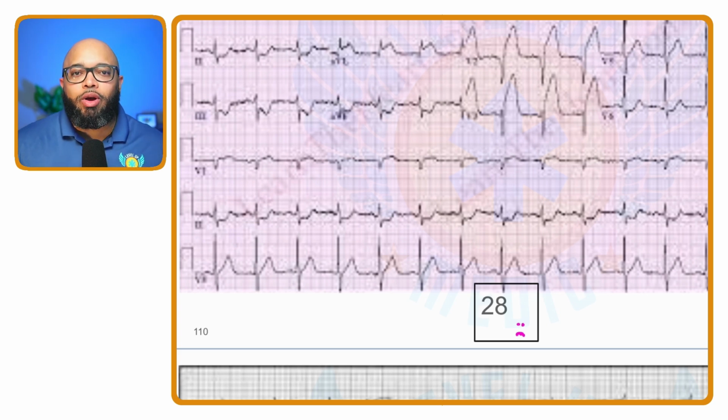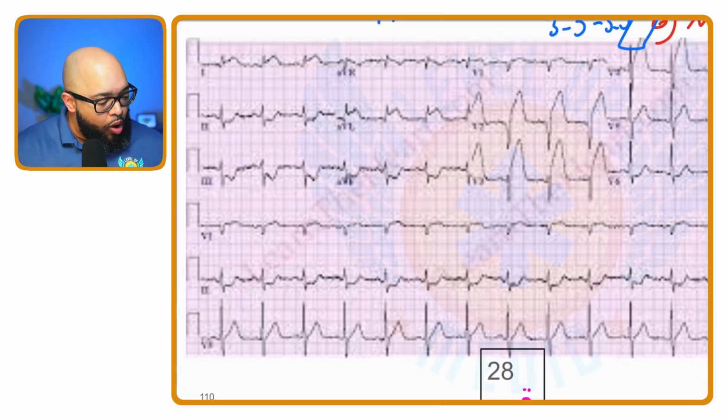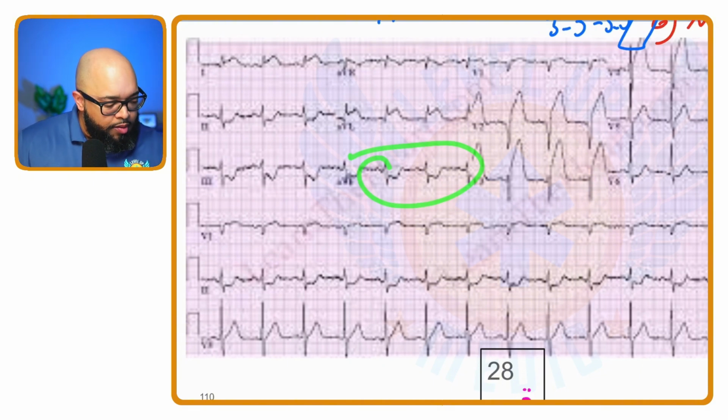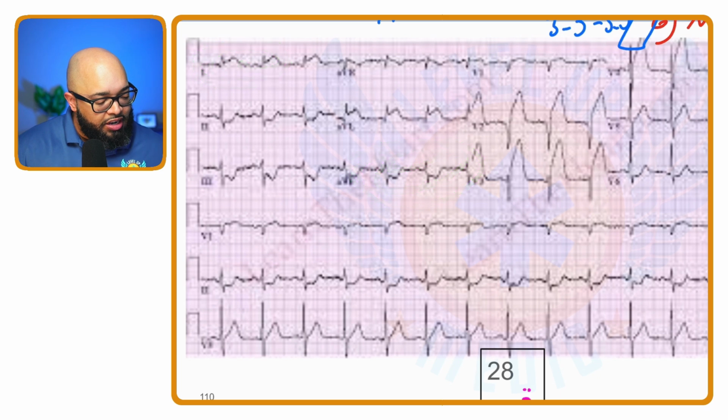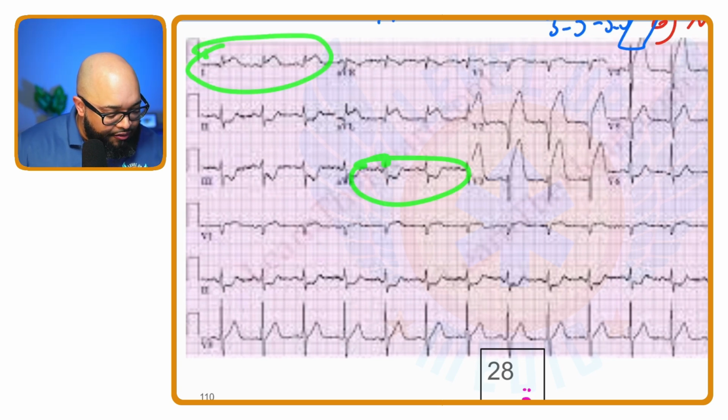Let's go to step 4. We're going to check for axis, right? What 2 leads are we going to look at? We're going to look at lead 1, and we're going to look at AVF. Remember, 1 is always in this position. AVF is always here. So there again, it's 1, 2, 3, run like fast. Okay, R, L, F for AVR, AV right, AV left, AV foot. Of course, AV stands for augmented voltage. So we're going to look at lead 1 and AVF.